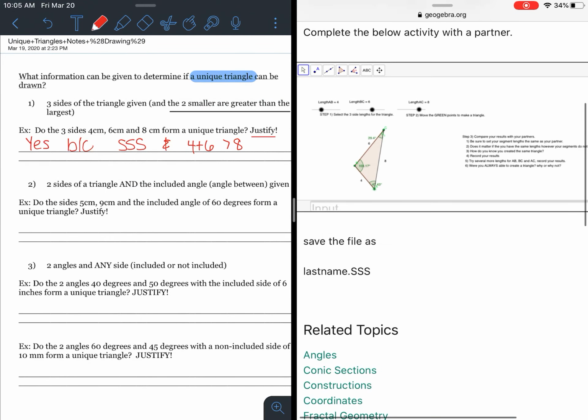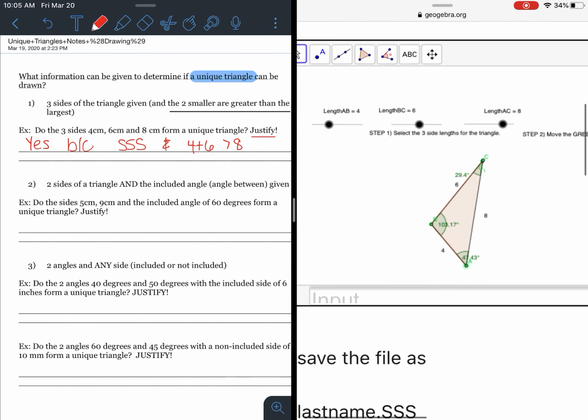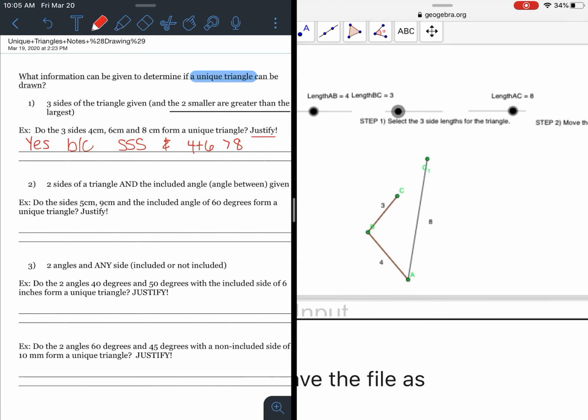I'm going to show you over here, though, those 3 sides. We've got the 3 lengths, 4, 6, and 8, and here's what the triangle looks like. I'll show you too, if I make this 4, 3, and 8, there's no way that I can close this in. See how that has that extra piece at the end? That's because the 2 smaller sides are not bigger than the longest side. So I can't close this in to make it a triangle, so that wouldn't work.